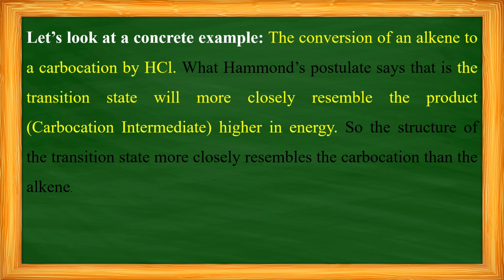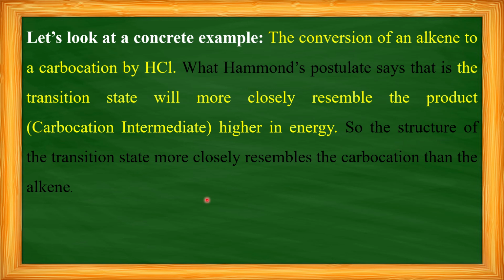Let us look at a concrete example for Hammond's postulate. Here we have taken the conversion of an alkene into a carbocation using an acid. According to Hammond's postulate, the transition state should resemble the product in an endothermic process. The reaction we have taken is an endothermic process. Alkene is the reactant, carbocation is the product. Therefore, the transition state should more closely resemble the product, that is the carbocation intermediate.